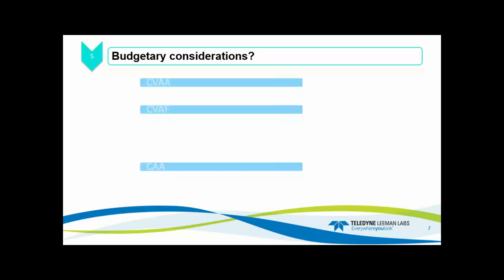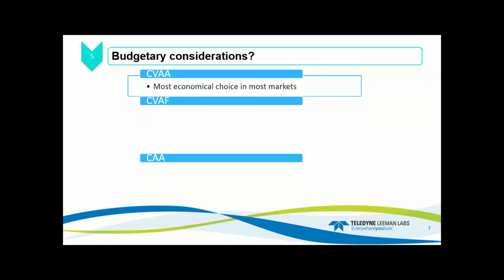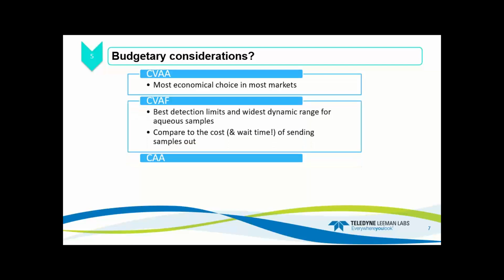And of course any budgetary considerations. So cold vapor atomic absorption is going to be the most economical choice in most markets, followed by cold vapor atomic fluorescence. So this has the best detection limits and the widest dynamic range for aqueous samples. You should also compare it to the cost and the wait time of sending samples out for this type of analysis if you don't already use it in your laboratory.